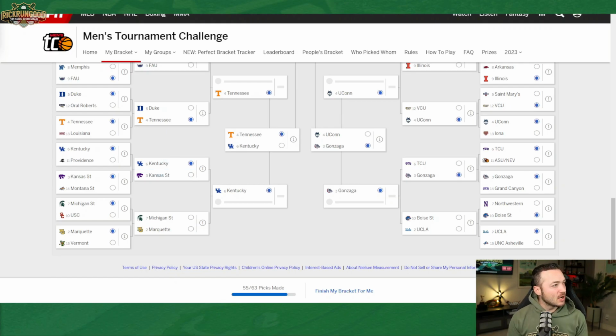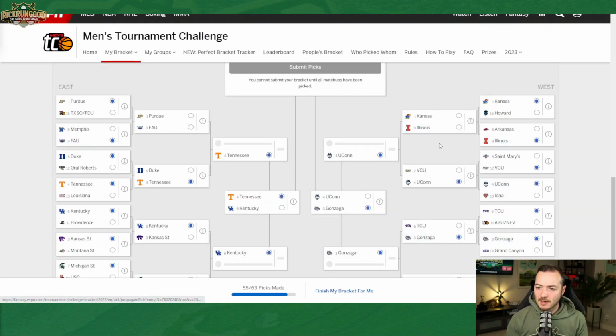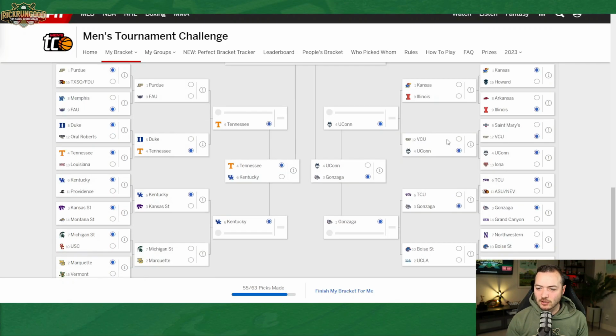That one, that is Michigan State being the favorite and also giving us leverage as well, I believe. And then Marquette over Vermont. Over to the West. We already had Kansas going in. Illinois over Arkansas. VCU over St. Mary's. Let's talk about that one real quick.